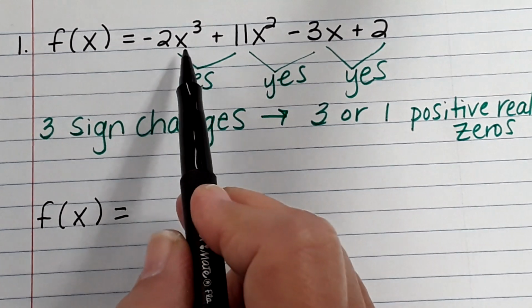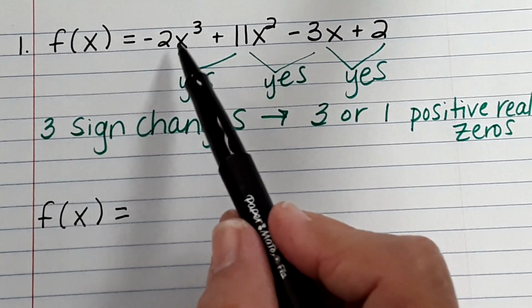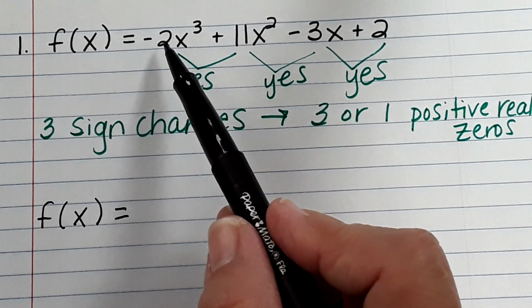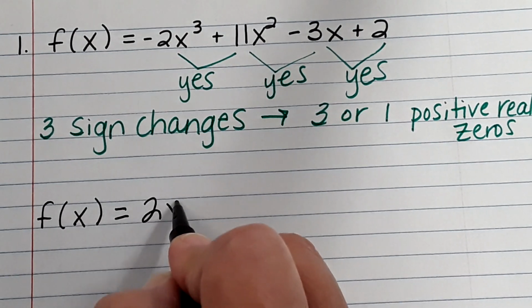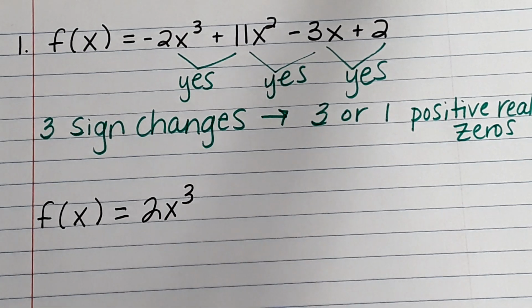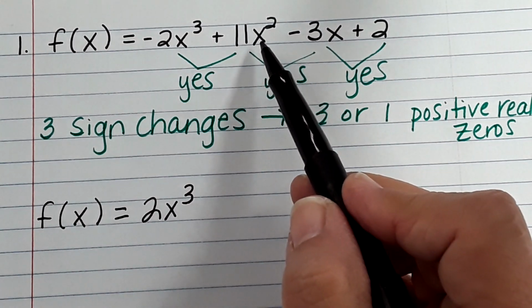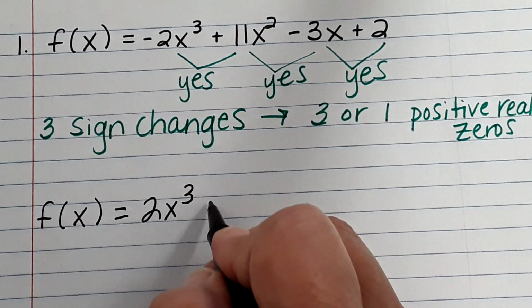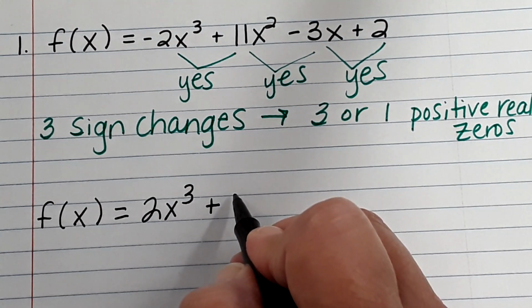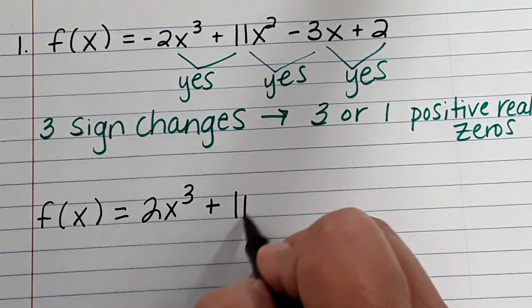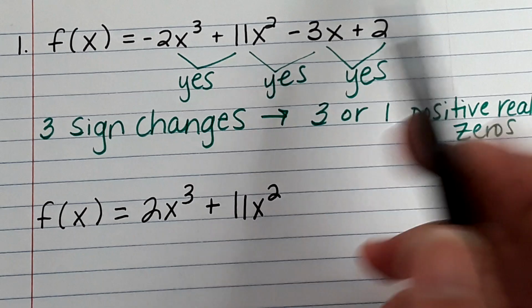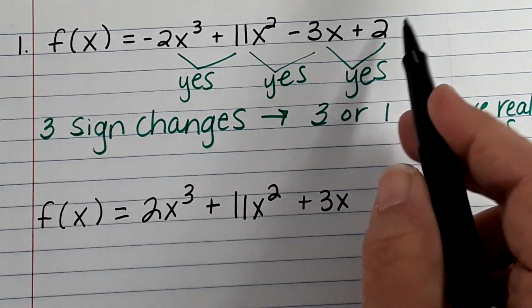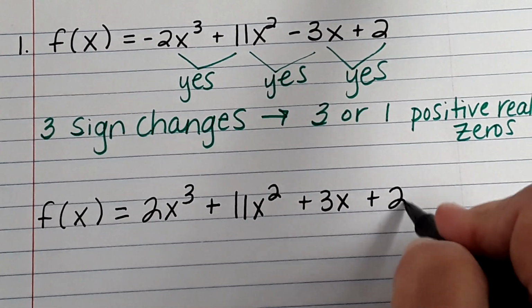we're going to plug in -1 for the x's. So -1 to the third power is -1. -1 times -2, so the inverse, the first term would be positive. -1 squared, 1 times 11 is 11. -1 times -3. And 2 doesn't change because it doesn't have a variable, so it's +2.